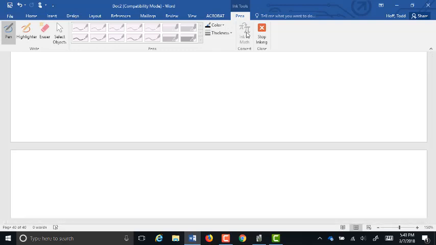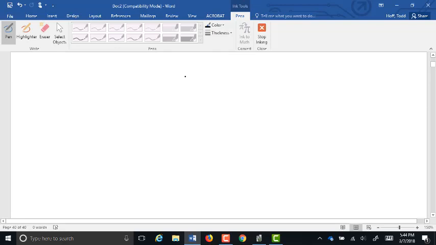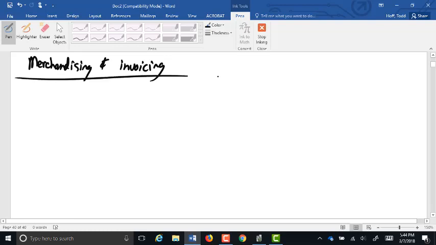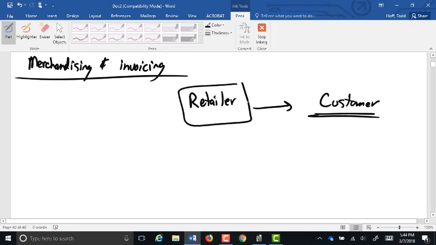Okay. Well, that is it for the business statistics portion of the course. The second half of Unit 2 is on merchandising and invoicing. There are 2 steps in delivering products to customers. At the end of those steps, we have the customer. In the middle, we have usually a retailer of some sort. And then before the retailer, we have a supplier.